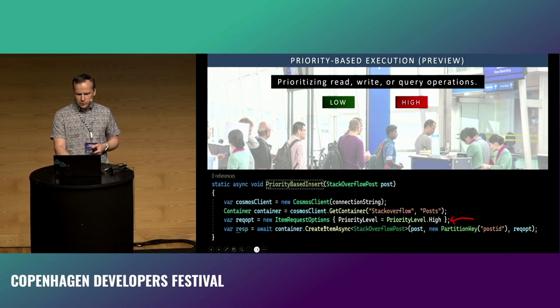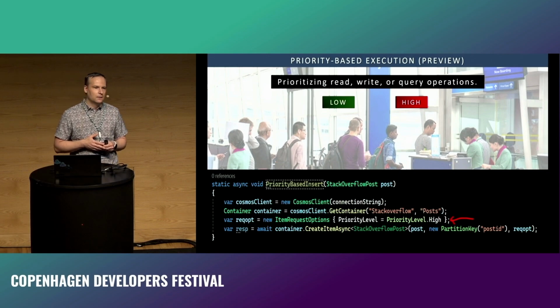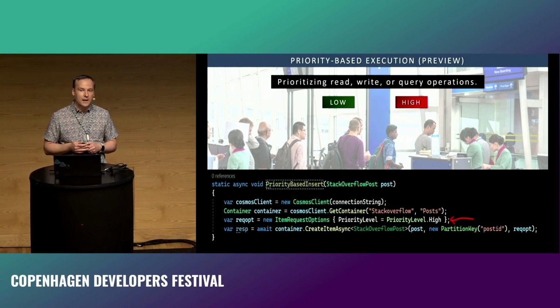So in here, that's an example. It looks like I am trying to create a transaction. Looks like I'm creating a Stack Overflow post and just making this priority level high. This will be prioritized with Cosmos DB. So if I'm close to that 429, this will actually execute first, then other low priority items. So you can kind of control it if you are hitting that 429 rate limit. This is still in private preview, but it will be available hopefully soon.